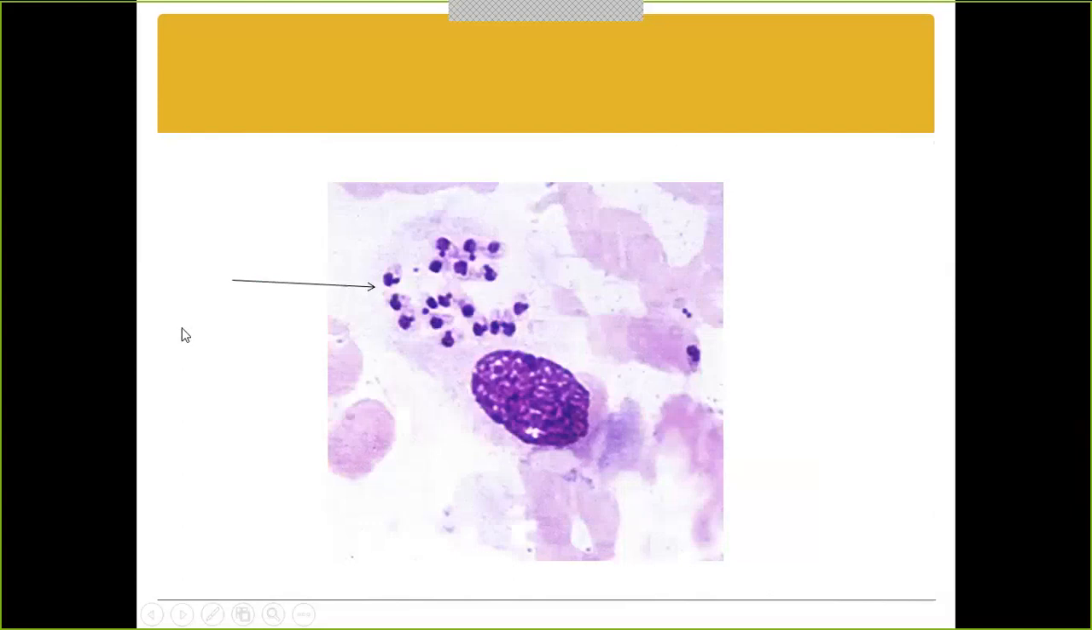Leishmania. Leishmania love to be inside macrophages, as you can see here. There are 4 different types of Leishmania, so make sure you go back and review what each one causes and then how they're passed. So go back into your PowerPoint and look at that.